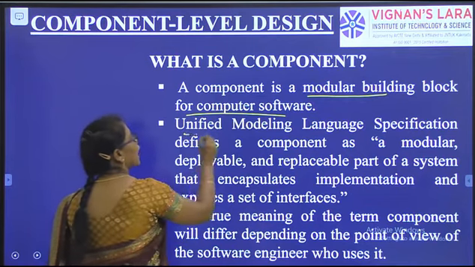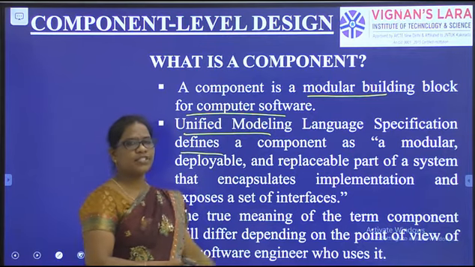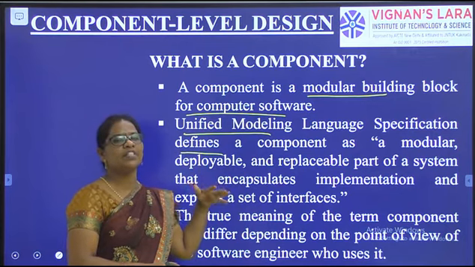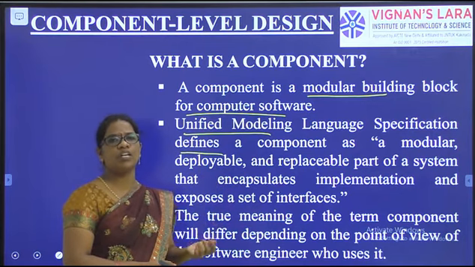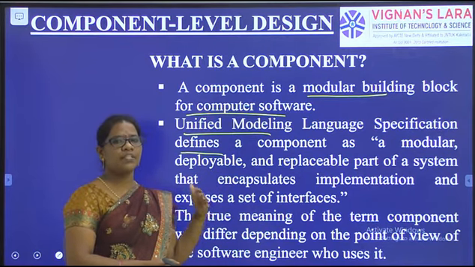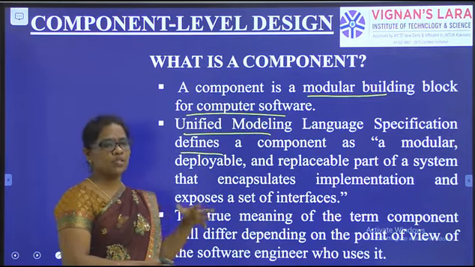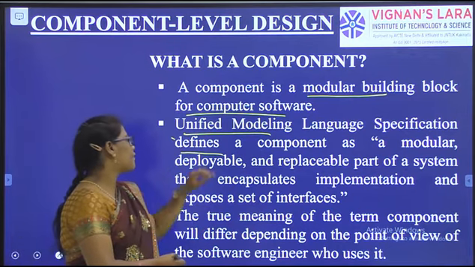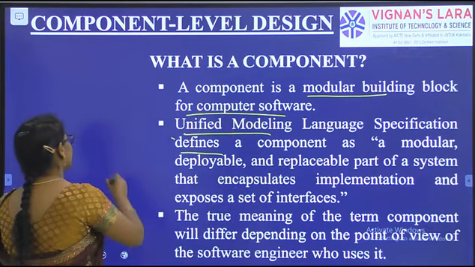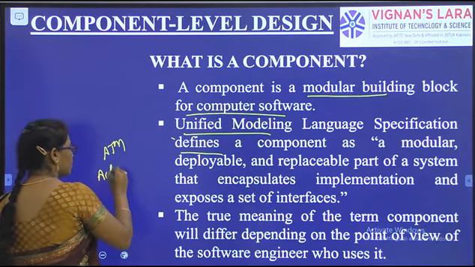The Unified Modeling Language specification defines a component as a modular, deployable and replaceable part of a system. We have seen the Unified Modeling Language. What is it? The diagrammatic representation of software is the Unified Modeling Language. In that we have behavioral diagrams and flow-oriented diagrams, that means sequence diagram, class diagram, object diagram, use case diagrams. So the Unified Modeling Language defines the component as a module. For example, let us consider the ATM. In the ATM, the actor is one component.